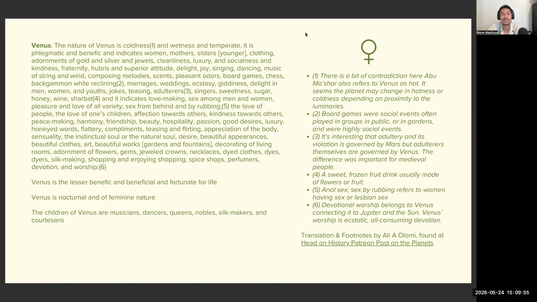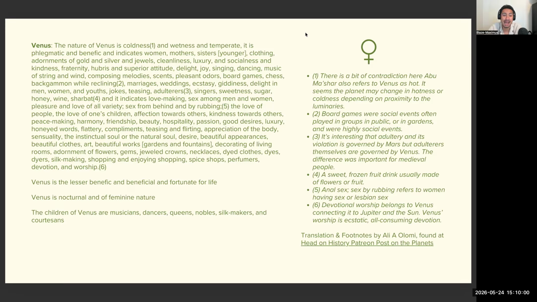Adornment of flowers, gems, jeweled crowns, necklaces, dyed clothes, dyes, dyers, silk making, shopping and enjoying shopping. So retail therapy is Venus. Spice shops. I've been in spice shops. Unfortunately, I'm a sucker for spice shops, perfume shops, and just shopping, period. I just love, don't get me started.